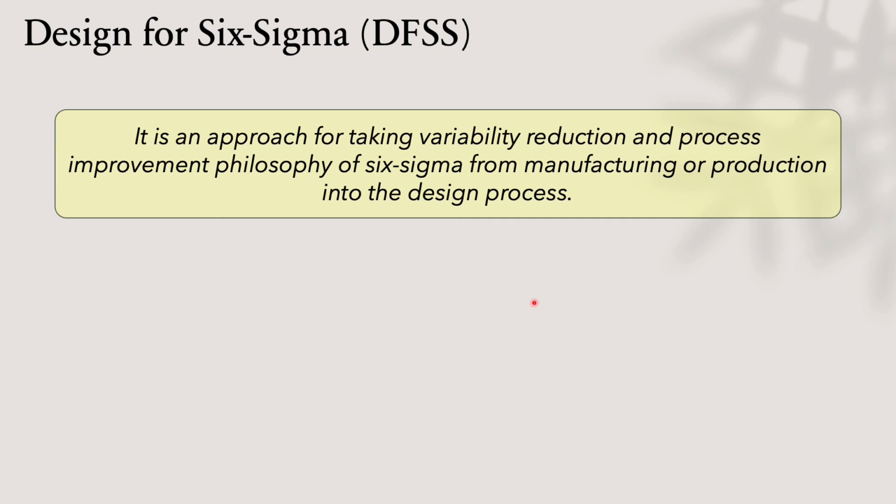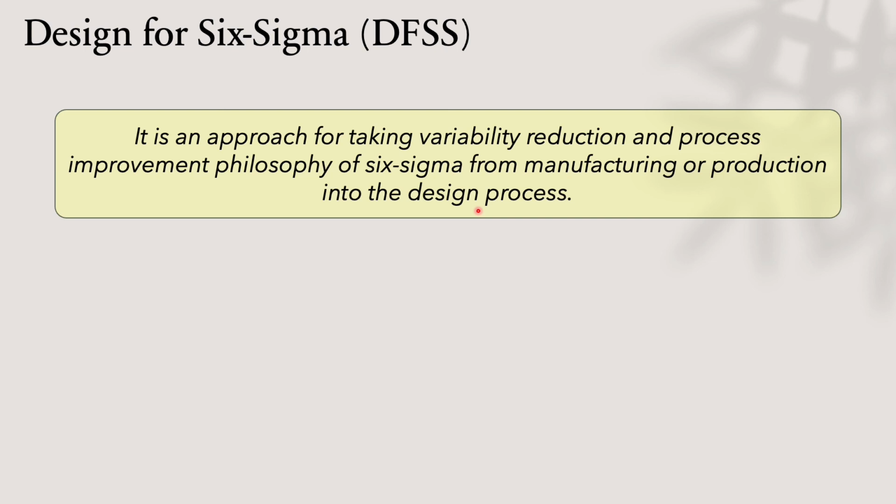So this part, the variability reduction and process improvement of Six Sigma in manufacturing or production, is the implementation of Six Sigma in the production department, right? Whatever is being manufactured or produced, it is the implementation there in the field. But in design for Six Sigma, we take it from there and bring it into the design process. The design process comes before sending any process to manufacturing. The design process is the process of refinement, and we implement it for products and processes both.